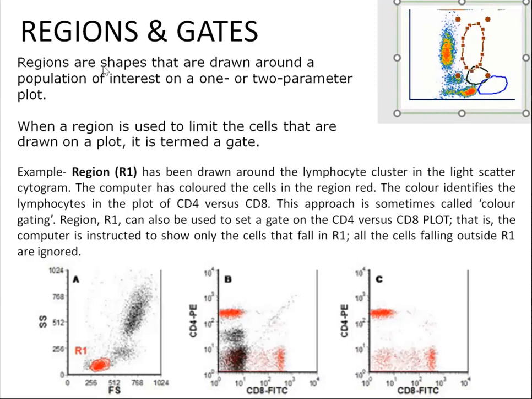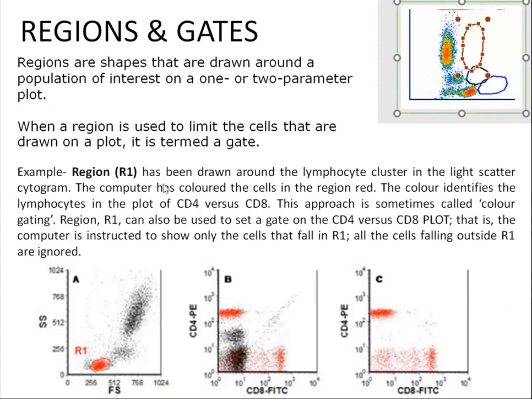Regions are shapes that are drawn around a population of interest on a histogram or a 2-parameter plot. When a region is used to limit the cells that are drawn on a plot, that is termed a gate. So when you're using this region to limit the cells drawn on a plot, it's called gating. So R1 is being gated on the CD4 CD8 plot here. Okay, so everyone understood this?